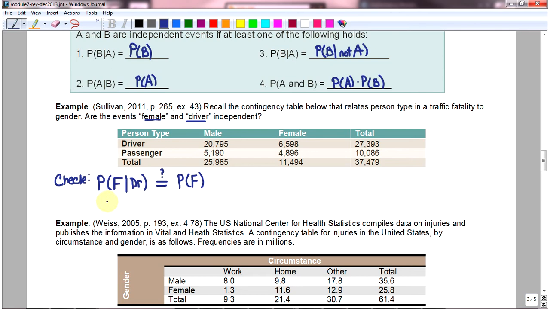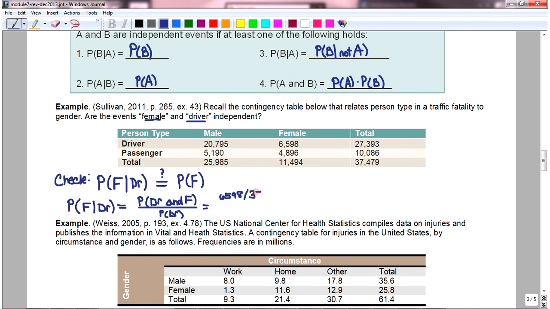Okay, so let's start with the probability that the fatality was female given that the person was driving. Well, using our definition, this is equal to the probability that the person was driving and female divided by the probability that the person was driving. Okay, so that would equal, the probability somebody was driving and a female is 65/98 out of our total 37,479. But if you remember how these were working out on the last page, that denominator was dropping out.